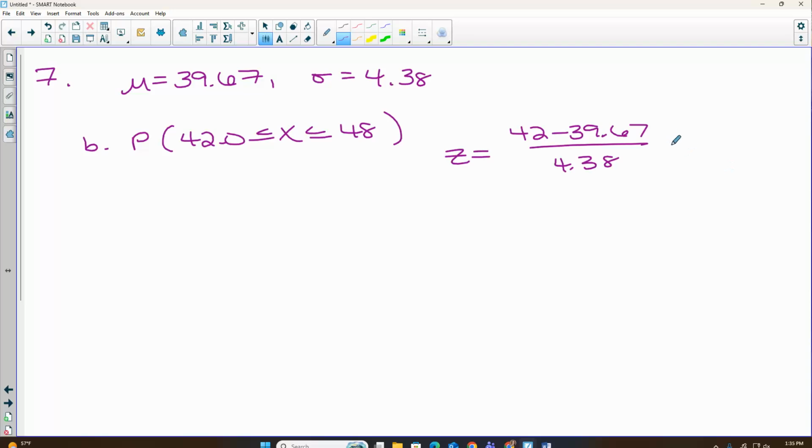So that gives me a z of 0.53. Second one, 48 minus 39.67 over 4.38.